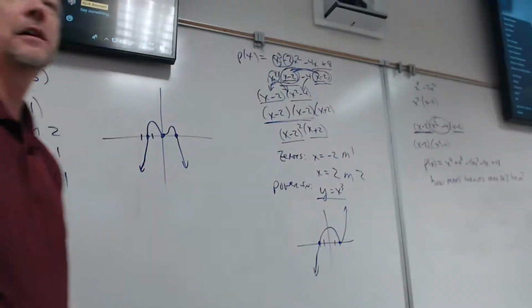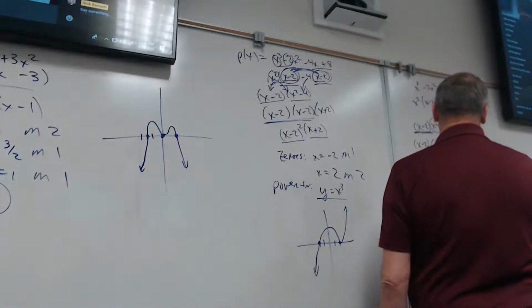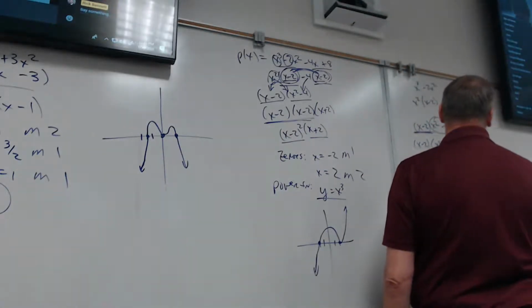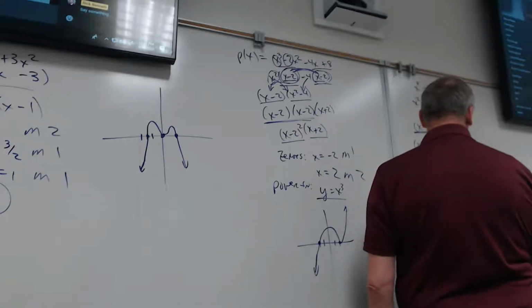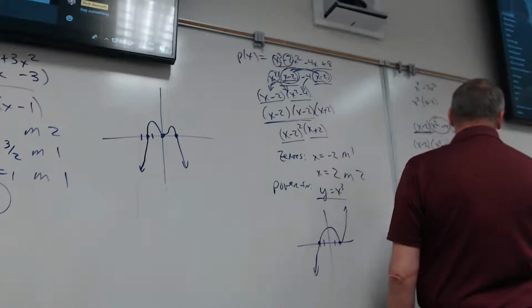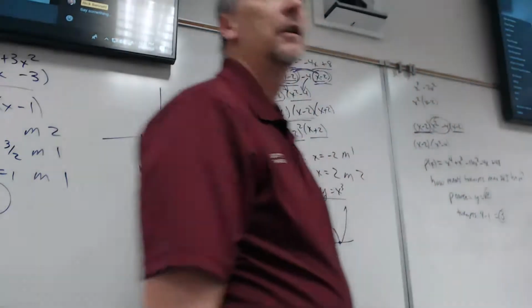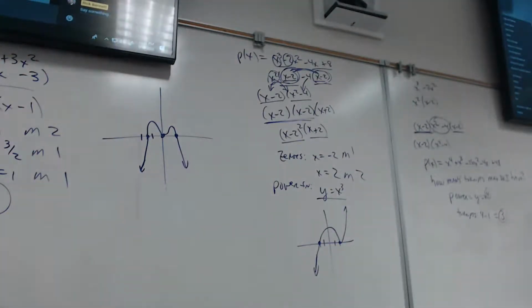Cameron? 3. 3, how'd you get that? Because the power function is y equals x to the 4th, and then you subtract 1, so your turning points equal 4 minus 1, which is 3. Okay? So we're good on that? Okay. So that's the end of 3.2.